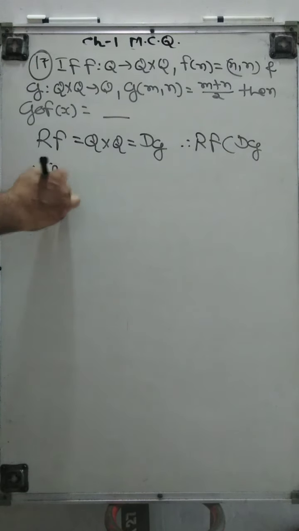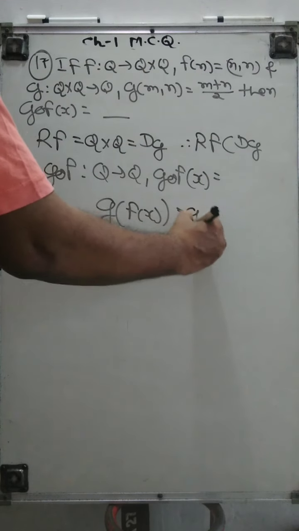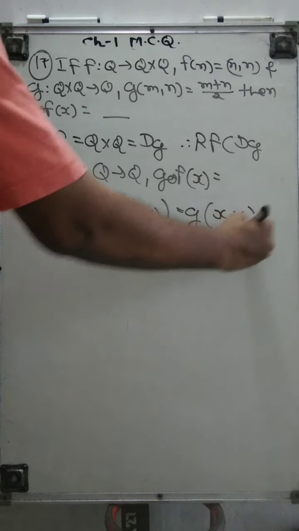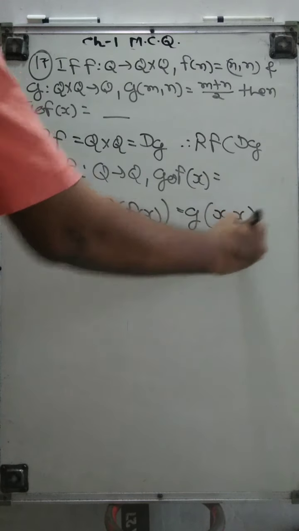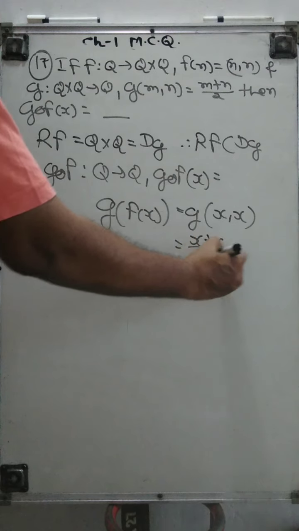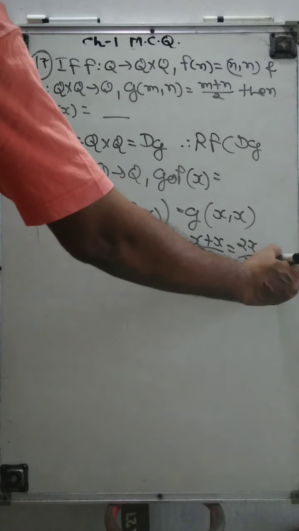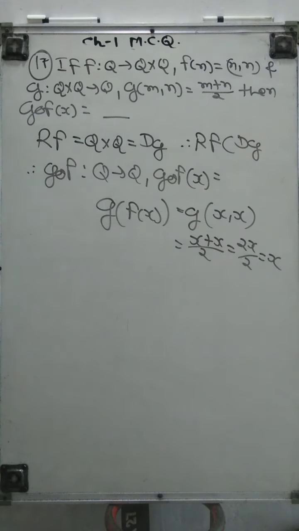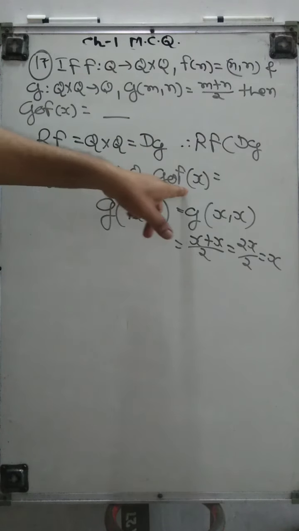GOFx is equal to G bracket Fx. Now G bracket Fx is equal to what? It is G bracket (x, x), and G(m, n) equal to (m plus n) by 2. So here x plus x by 2, it is 2x by 2, which is x. So we can say that first of all we define or check whether GOF exists or not. If it does not exist, then there is no question of solving this sum. Otherwise, if it exists, then we first check it and then we go for this process.